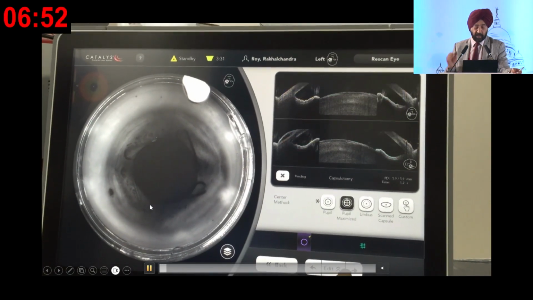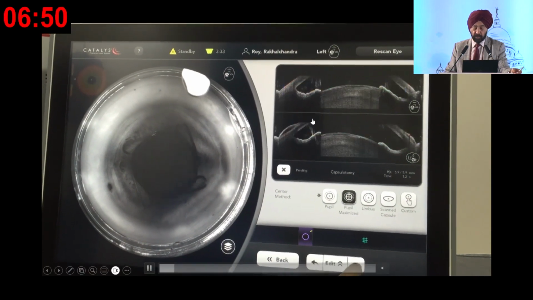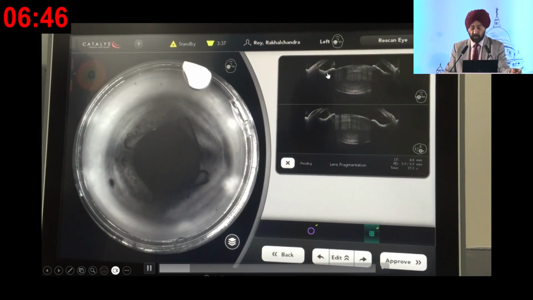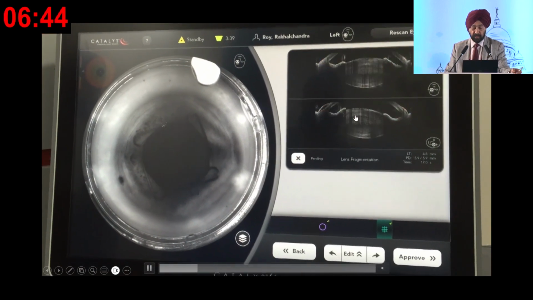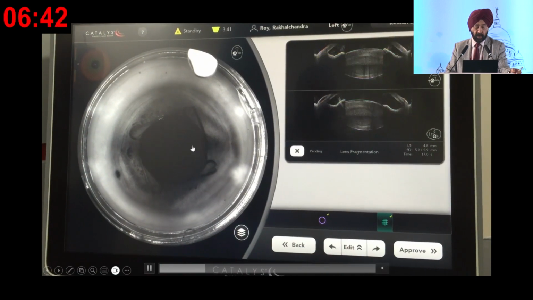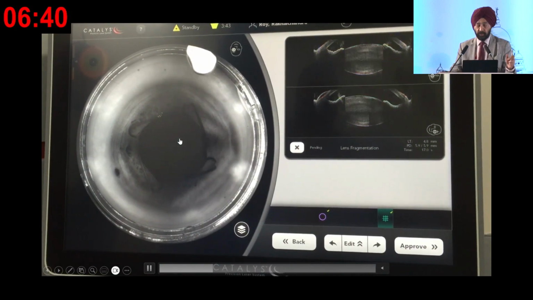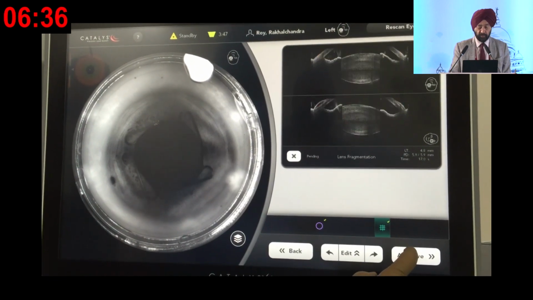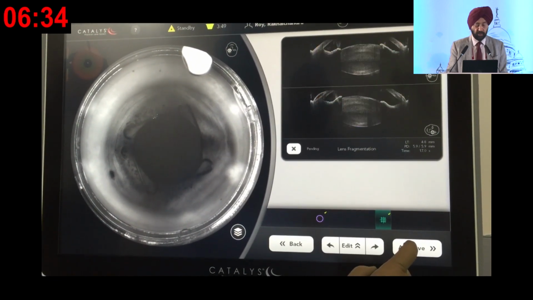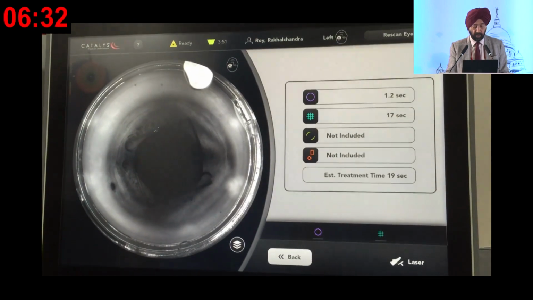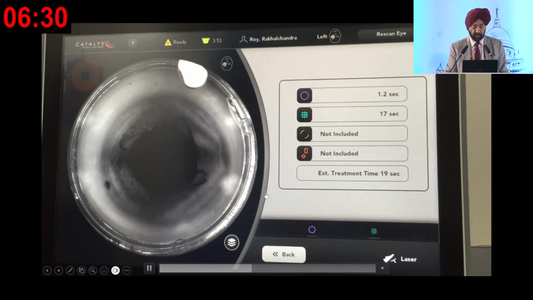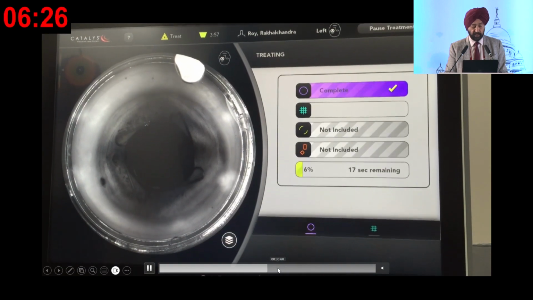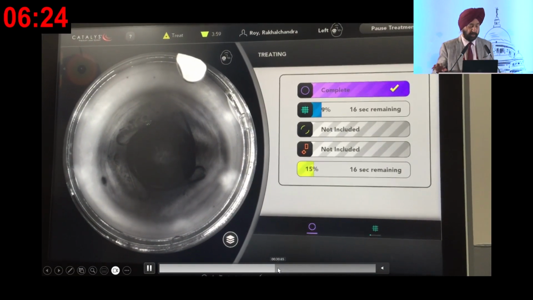So this is a Malyugin ring that has been put, and you can see that there is a bowing forward of the iris while the iris is going down here. So you can see that this is a subluxated cataract. After putting a Malyugin ring, you increase the energy level of the laser for doing a capsulotomy, or you can wash away the viscoelastic, put a suture and do that. You can see the position of the Malyugin ring, and then you can see the capsulotomy and the nucleotomy being done.